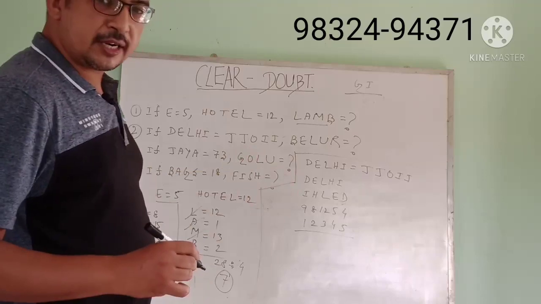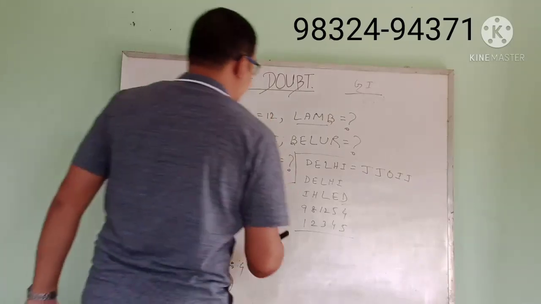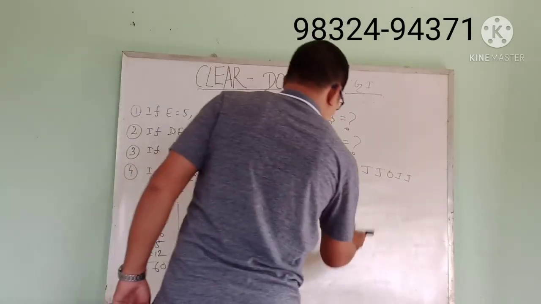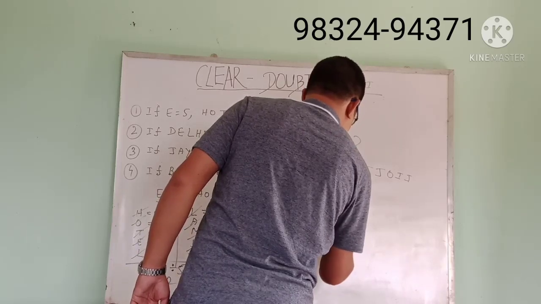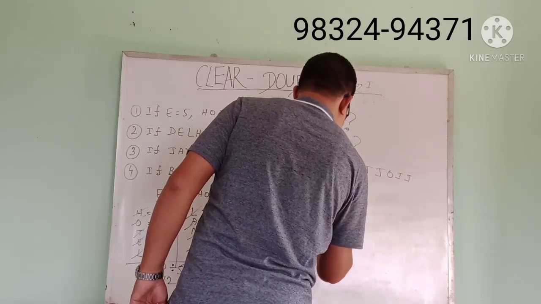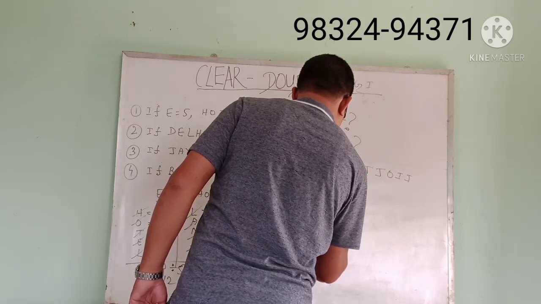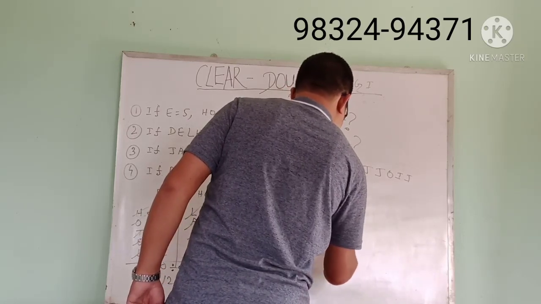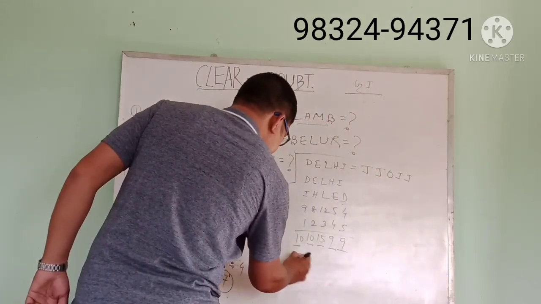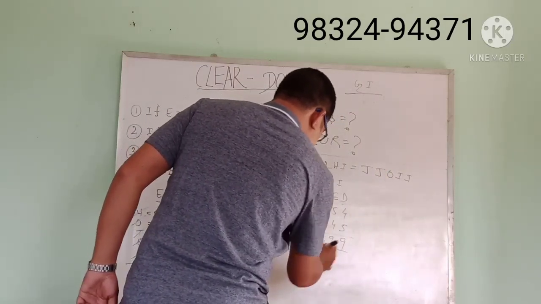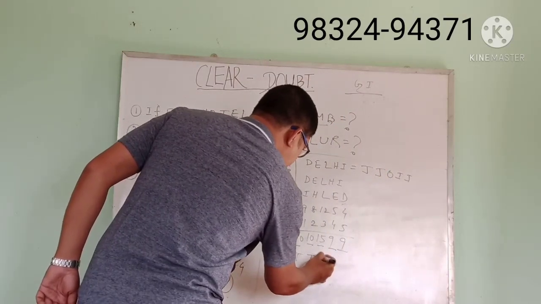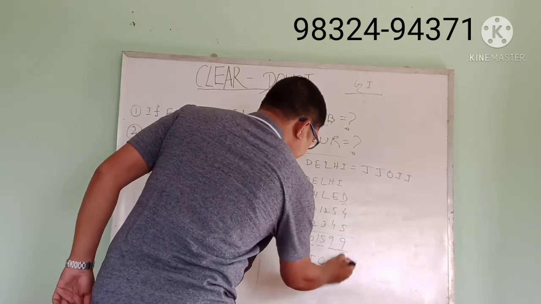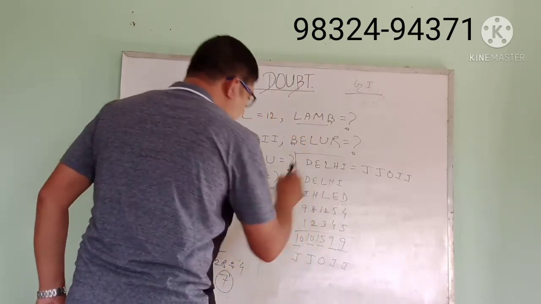Then we do the addition. 4 plus 5 is 9. 12 plus 3 is 15. 8 plus 2 is 10. And 9 plus 1 is 10. So 10, 10, 15, 9, 9. 10 is the place value of J, 15 is the place value of O, and 9 is the place value of I. So this is the process.